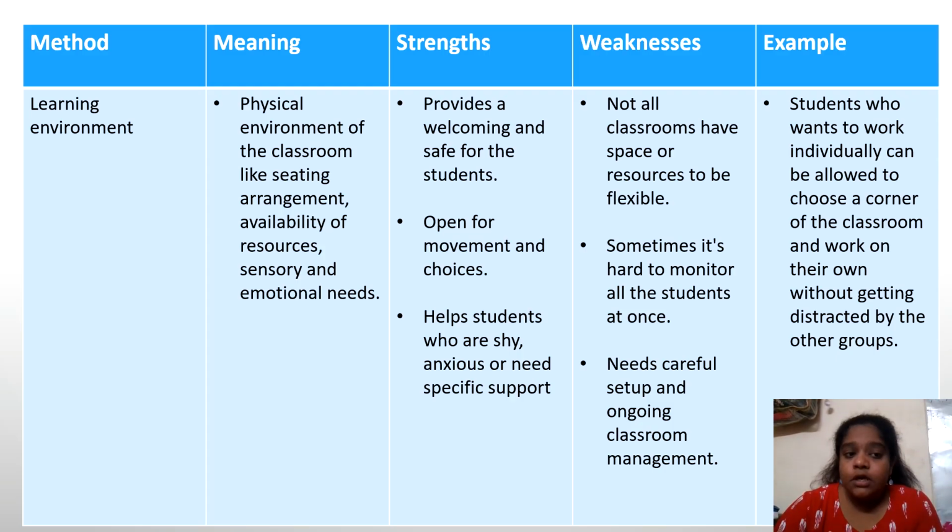The learning environment. So the physical factors impact a lot in the classroom. So it is very important to have a proper seating arrangement based on the activity planned. It should be open for movement for the teacher to go and facilitate them. And there are some weaknesses, like it's hard to monitor all the students at once. And for example, the student who wants to do something individually should be given a separate space to work on their process. And the other students who want to do the group activities can sit together and do their work for the presentation.